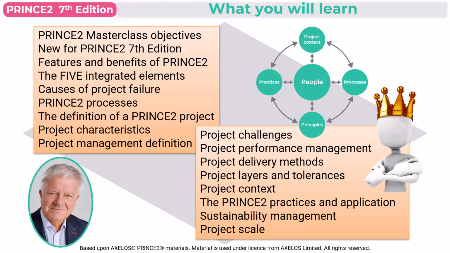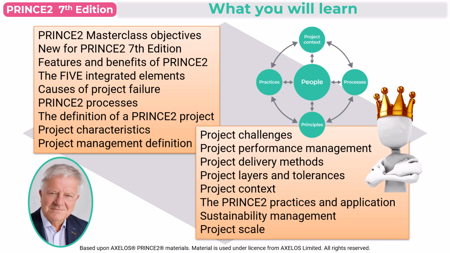So what will you learn? Well, starting from top left, you'll understand the PRINCE2 Masterclass objectives, what's new for the PRINCE2 7th edition, what are the features and benefits of PRINCE2. As I've just touched on, you'll learn all about the 5 integrated elements, along with the causes of project failure. Don't worry, with PRINCE2, those won't apply to you. We'll go through at a high level the 7 PRINCE2 processes, along with clarifying the definition of a PRINCE2 project. I'll explain the project characteristics and the definition of project management.